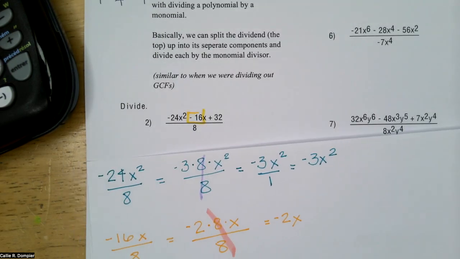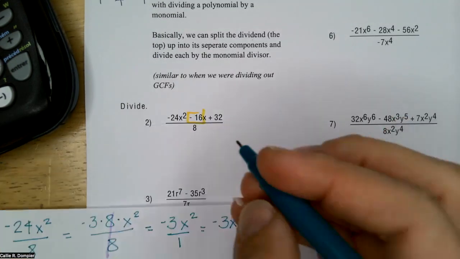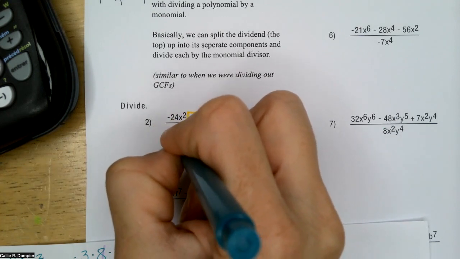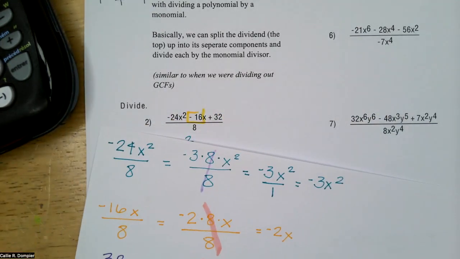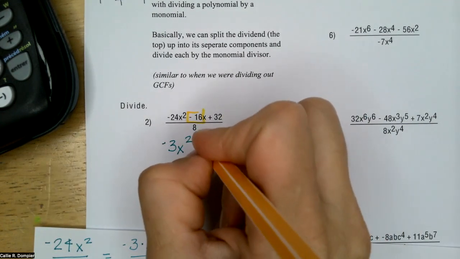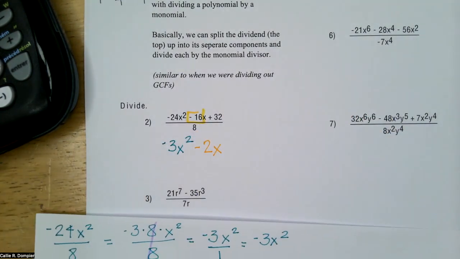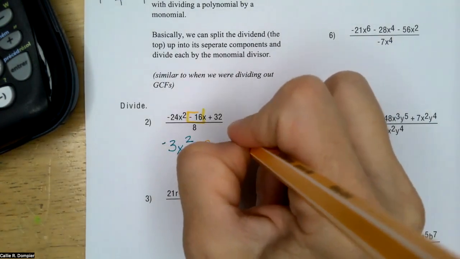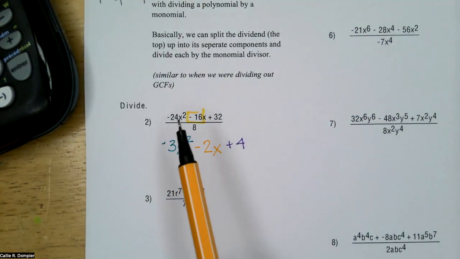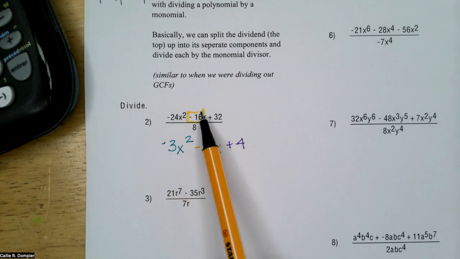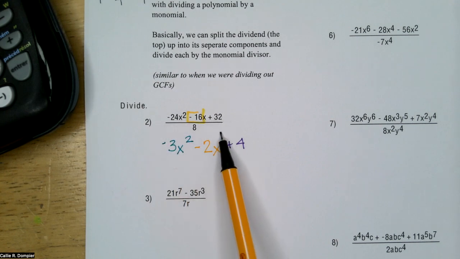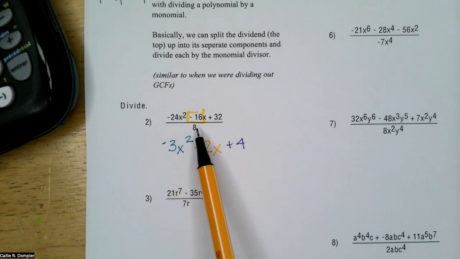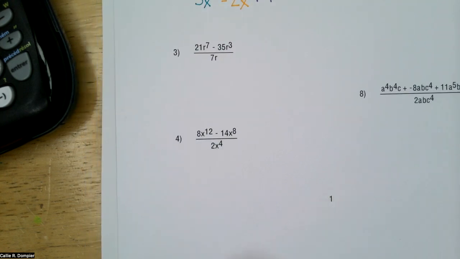Okay, so what we have here is our first term became negative 3x squared. Our second term became negative 2x or minus 2x, and then the 32 became positive 4, right? So when we divide negative 24x squared minus 16x plus 32 by 8, we get negative 3x squared minus 2x plus 4. Okay, let's do it again down here.